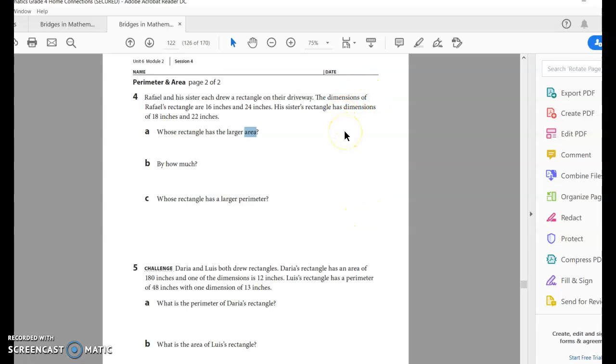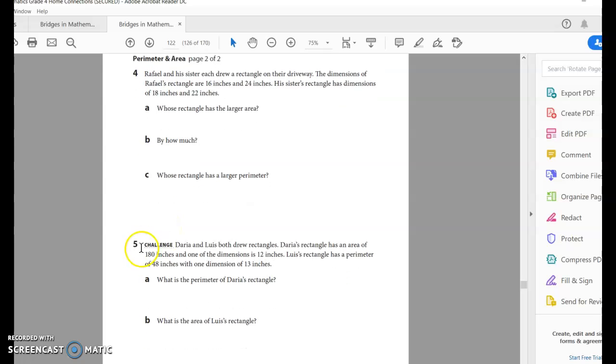Again, you could do it off to the side on a different piece of paper or on a whiteboard. So then you're going to tell me whose was larger, Raphael or his sister. She doesn't have a name, so it'll either be Raphael or sister. And then by how much? If the sister's is bigger, by how much? And then whose rectangle has the larger perimeter? Please don't think that just because someone's area is bigger that it means their perimeter is going to be bigger. Show your work.